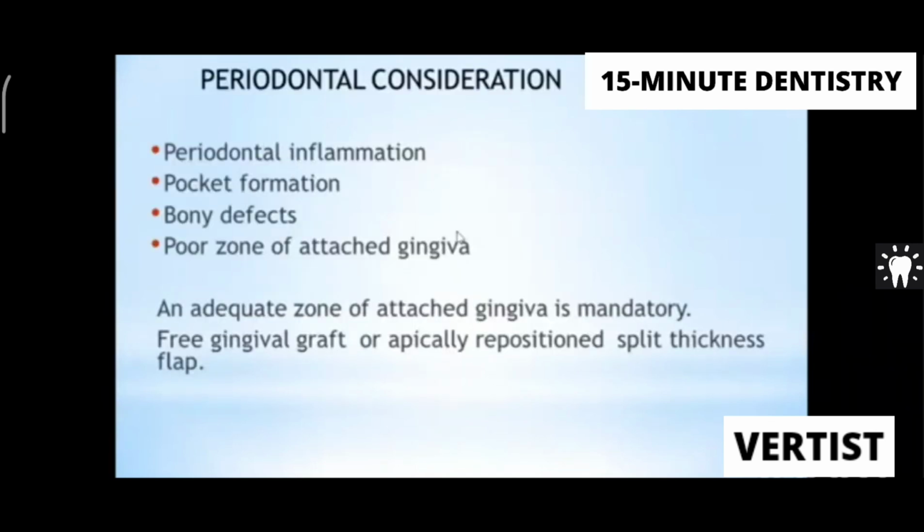Then of course, periodontally they should be healthy. Sometimes we do not see an attached zone of attached gingiva around the teeth which are present. If it is not there, you can do some kind of free gingival graft to create the attached zone of gingiva and then utilize those teeth for the overdenture.